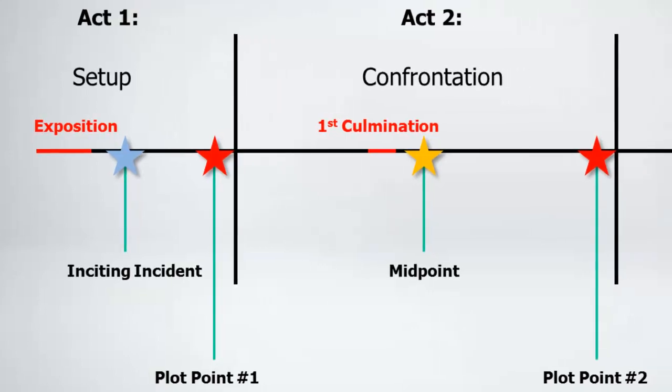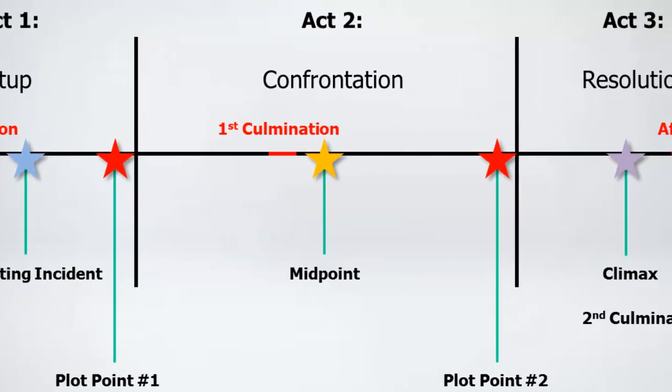Which brings us to Act 2. This is where most of the story actually occurs. It's called the confrontation portion of the story because all of the action comes from conflict. The hero needs to achieve a goal that has obstacles preventing him or her from achieving it. Obstacles create conflict. The greater the need, the greater the obstacles, the greater the conflict, and therefore the greater the drama.